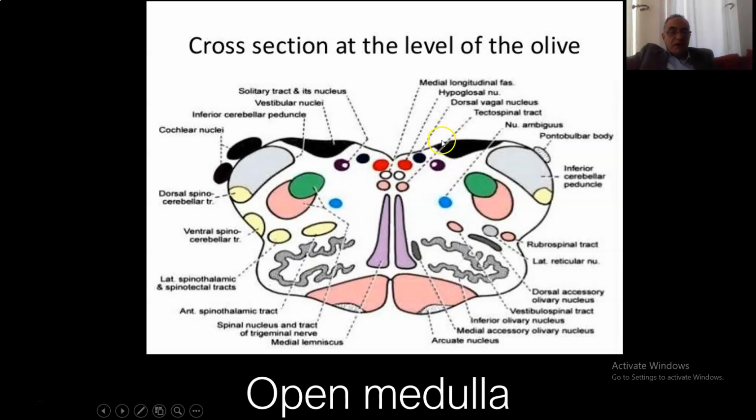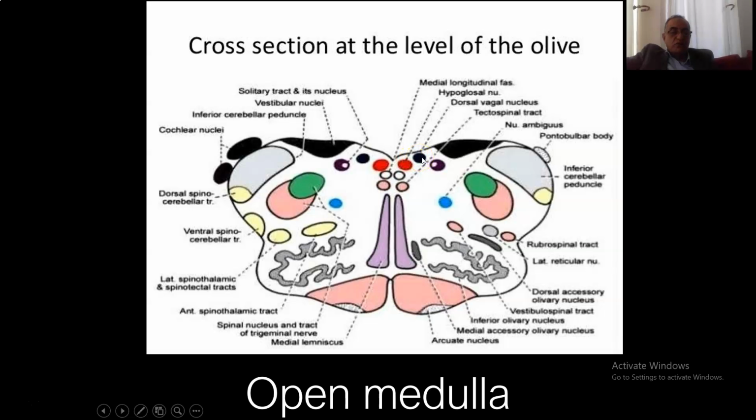Open medulla, again, we find medially the hypoglossal. Remember the hypoglossal triangle at the level of the floor of the fourth ventricle? Medially, this is the hypoglossal nucleus. Lateral to it, dorsal motor nucleus of the vagus, and lateral to it is the nucleus solitarius, or the nucleus of taste. And then after we have the vestibular area. If you remember the floor, hypoglossal triangle, hypoglossal nucleus.